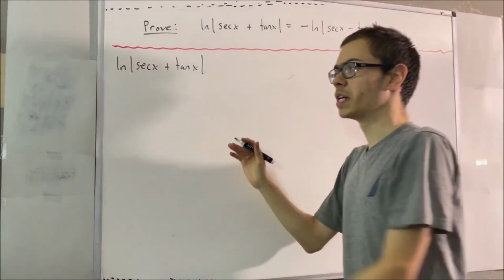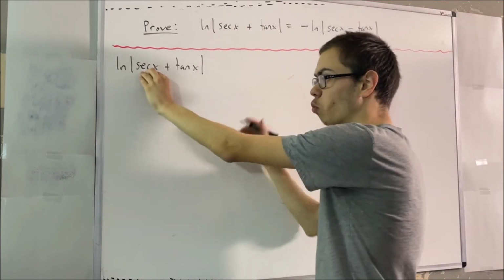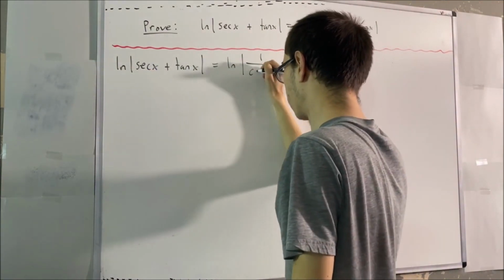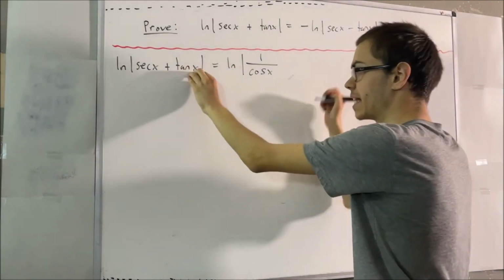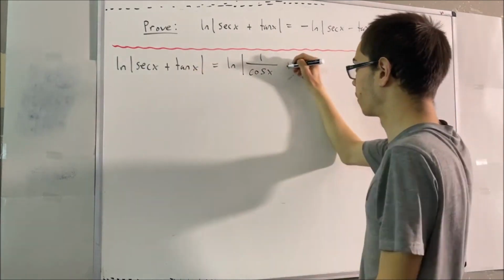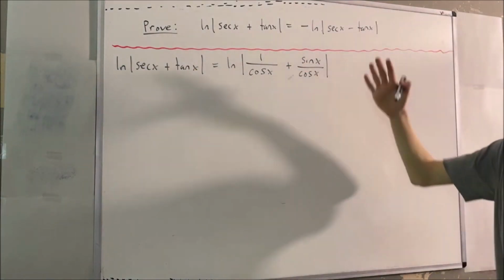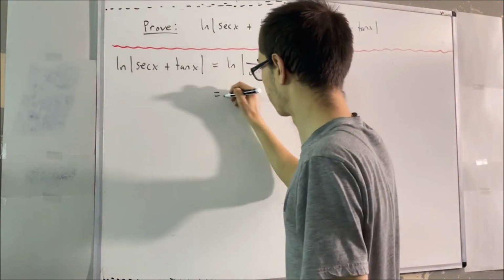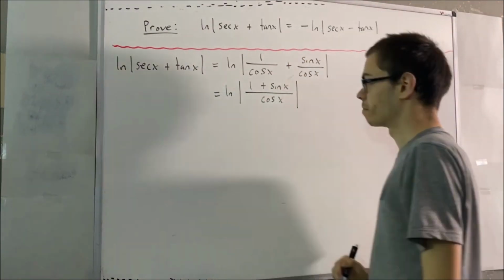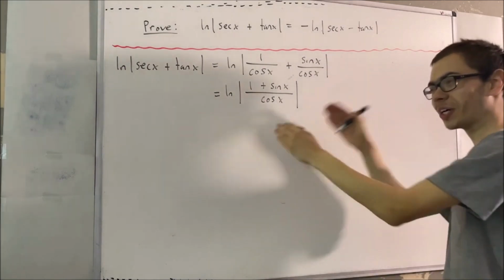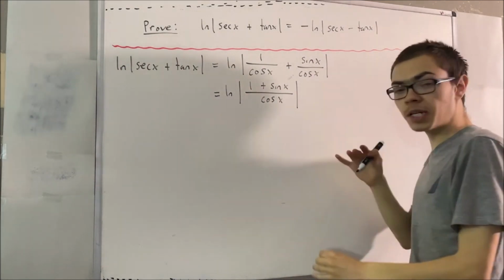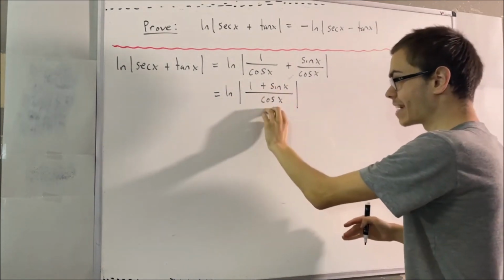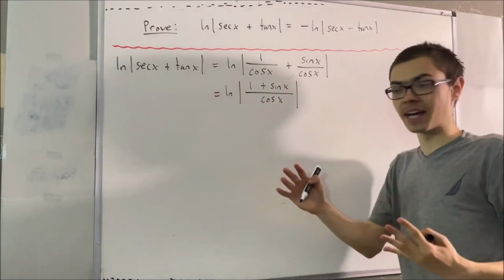Now, we know that secant of x is 1 over cosine, and tangent x is sine over cosine. So now that we have this, we can add these two fractions into a single fraction. Okay, so then what can we do from here? Well, we can multiply both the numerator and denominator by 1 minus sine x.